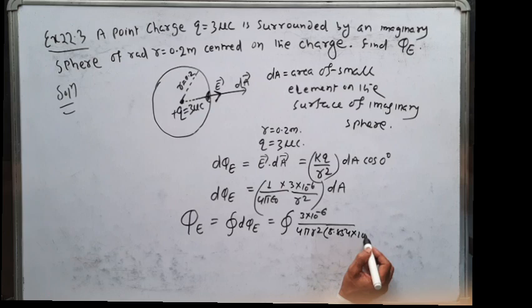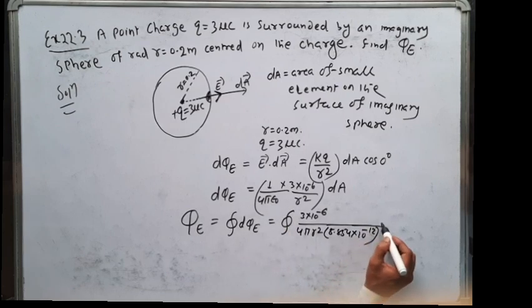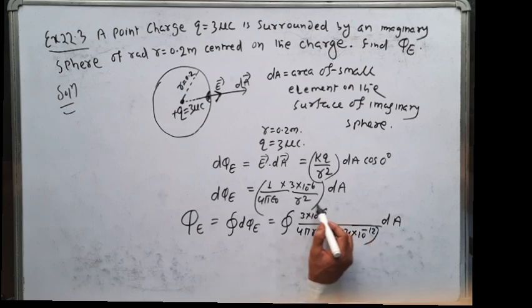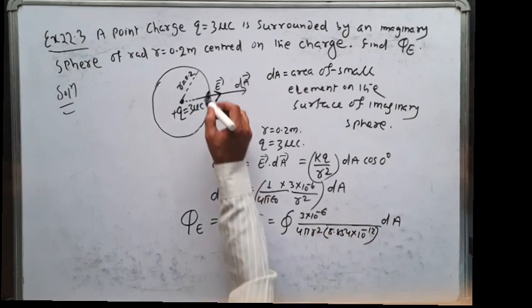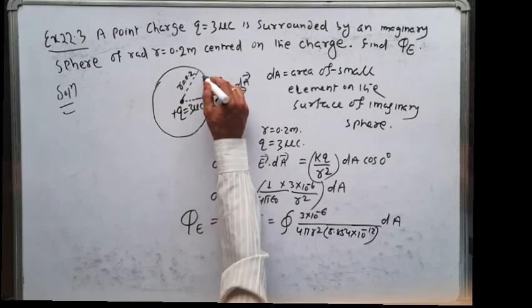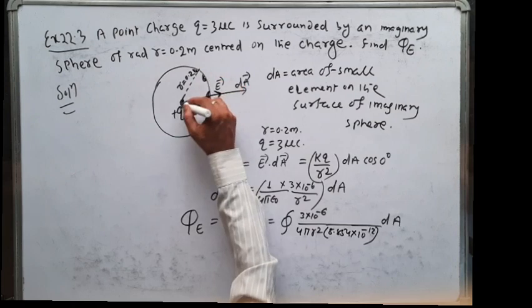8.854 × 10^-12 in SI system. You see, 4πr²ε₀ is this, into dA. Now you see this value, this r is the radius, that is constant. So everything is constant. And you see on the whole surface of the sphere, electric field intensity at each point on the surface is constant.